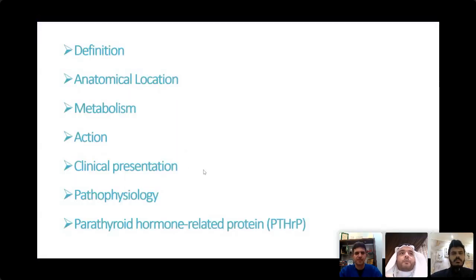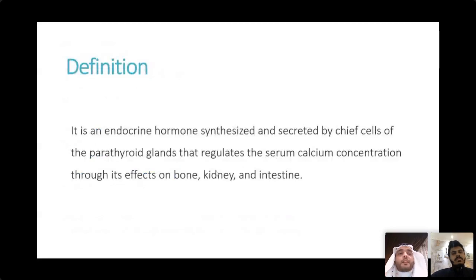So this is the outline of my presentation. I will talk about definition, anatomical location, metabolism, action, clinical presentation, pathophysiology, physiology, and parathyroid hormone-related protein. When we start with the definition, it's an endocrine hormone synthesized and secreted by the chief cells of the parathyroid gland that regulates the serum calcium concentration through its effect on bone, kidney, and indirectly through the intestine.